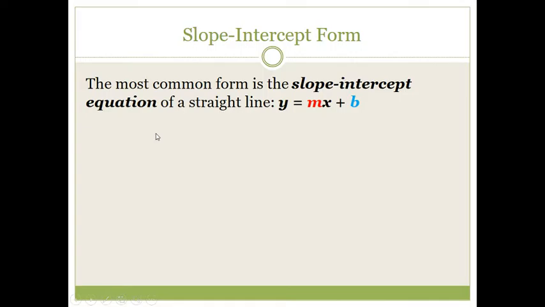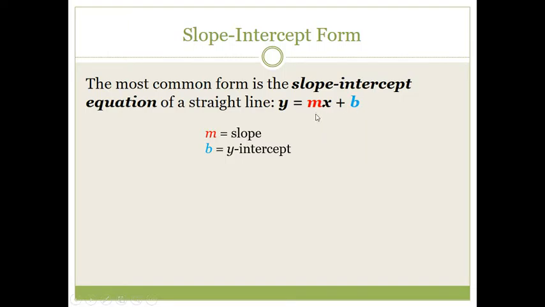The most common form of a line is called the slope-intercept form. You get used to seeing this quite a bit in algebra. It's the equation y equals mx plus b, where m is the slope and b is the y-intercept.